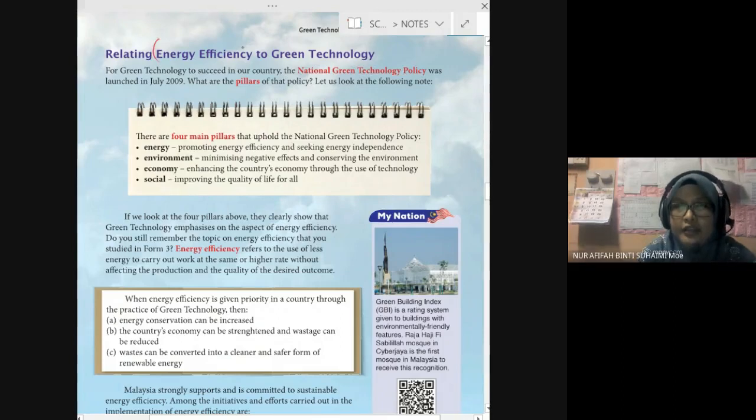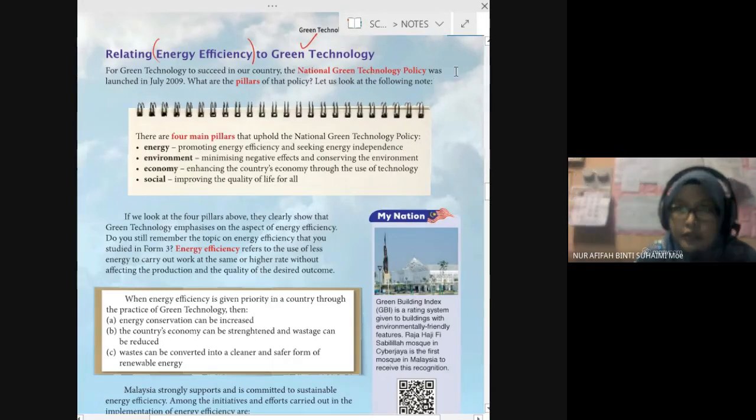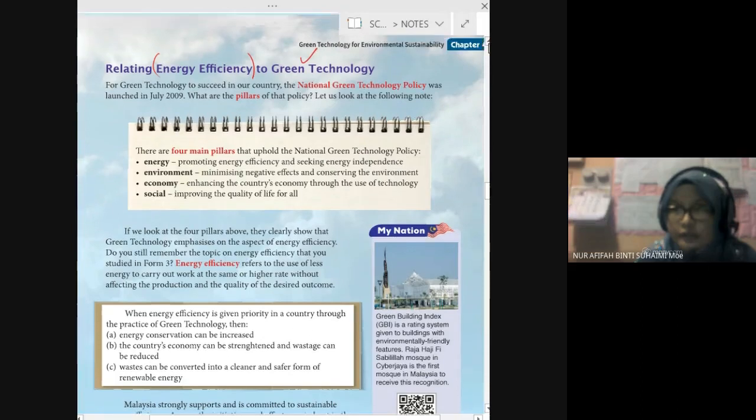Right. How do we relate energy efficiency to green technology? Relating energy efficiency to green technology. Okay, what is energy efficiency? This one we already know: green technology is the development and application of the product and system. Okay, that's green technology. Now we want to relate green technology with energy efficiency.